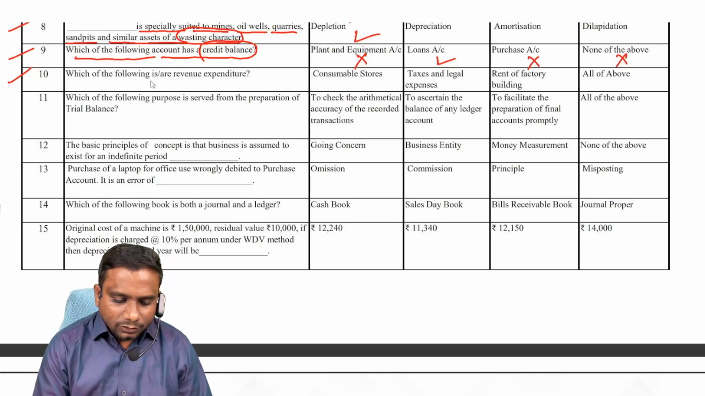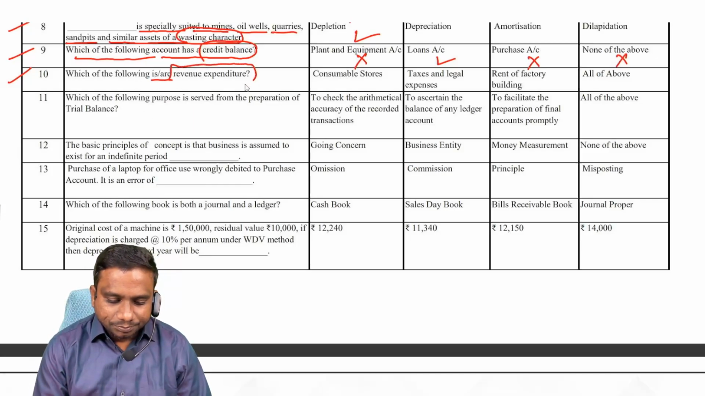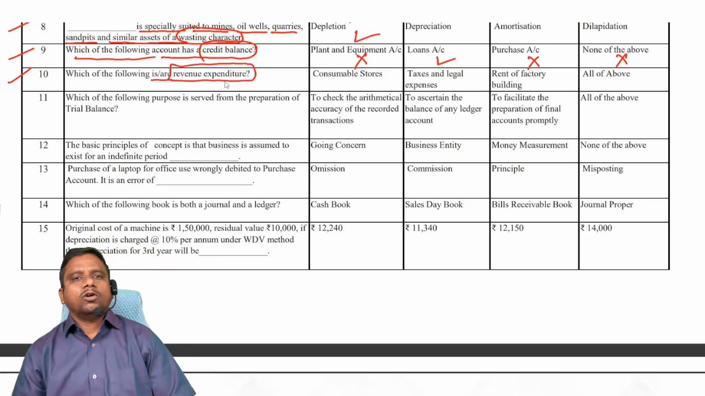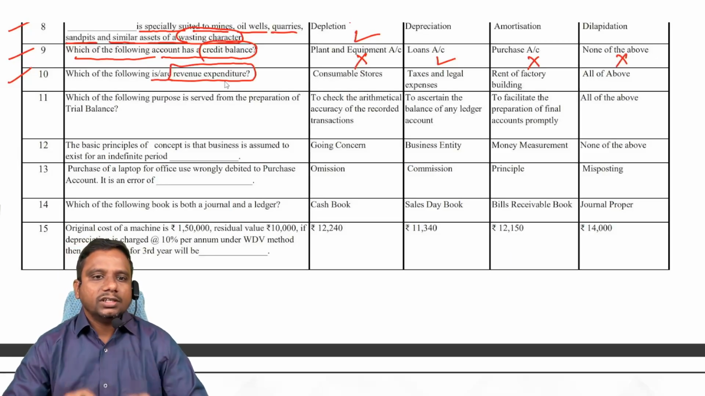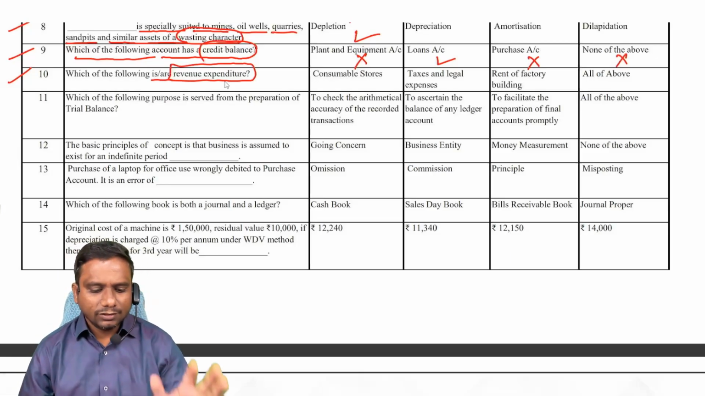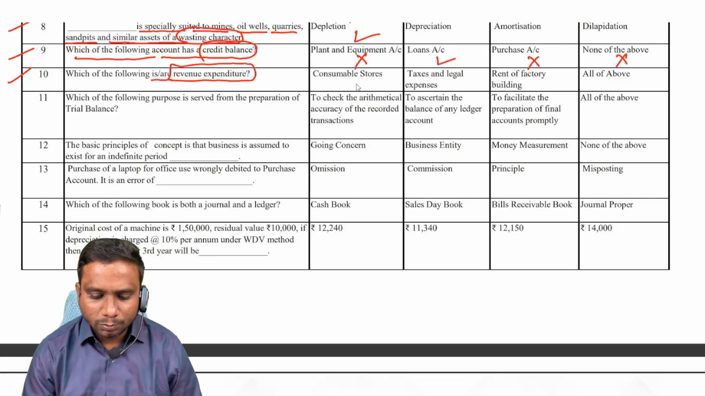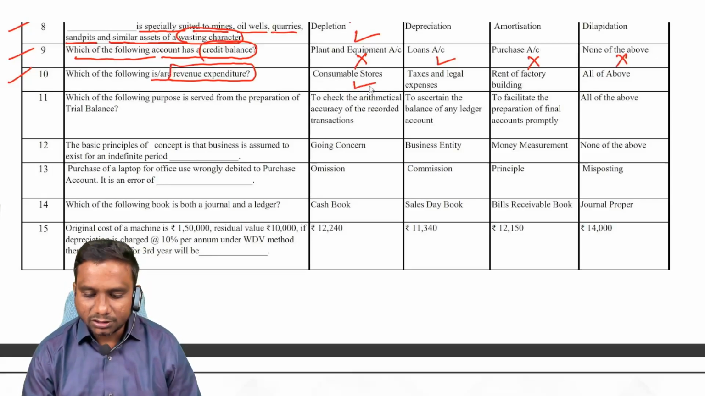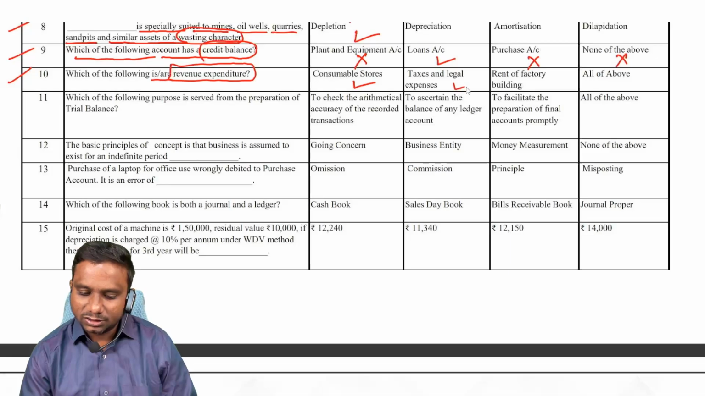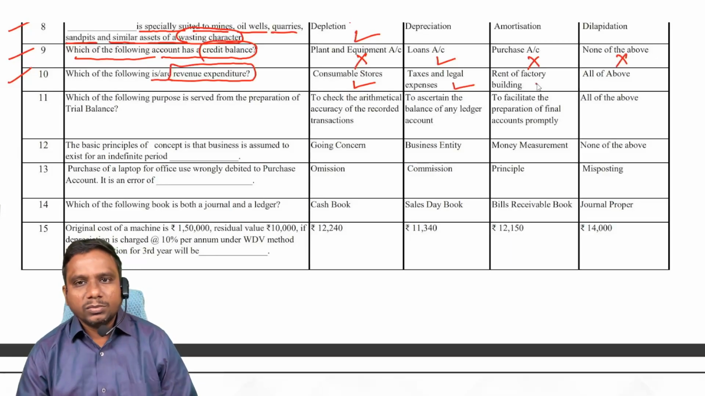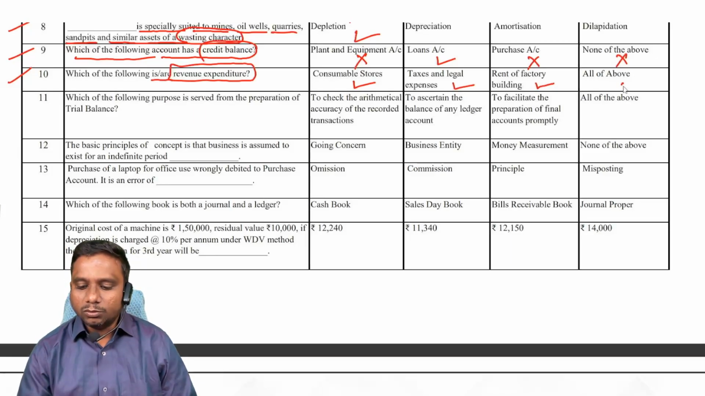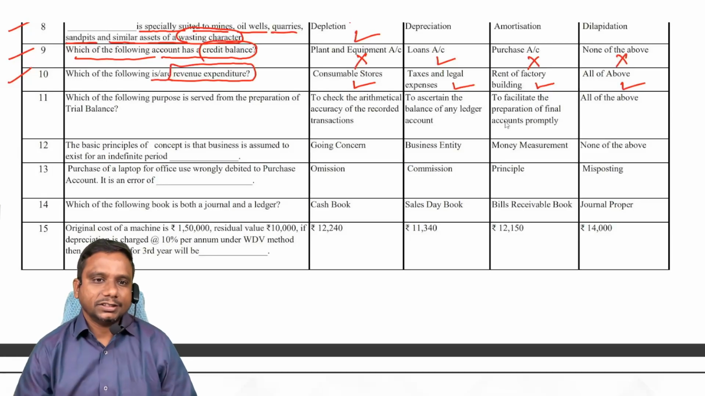Which of the following is revenue expenditure? Out of the expenditure, if you get benefit within a period of 12 months, it is revenue expenditure. Consumable stores, yes, revenue expenditure. Taxes and legal expenses, revenue expenditure. Rent of factory building, revenue expenditure. All of the above, yes. So option 4 is correct.